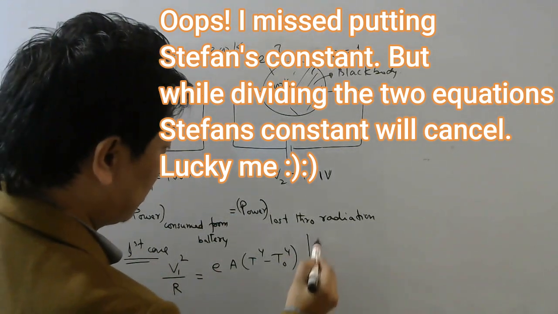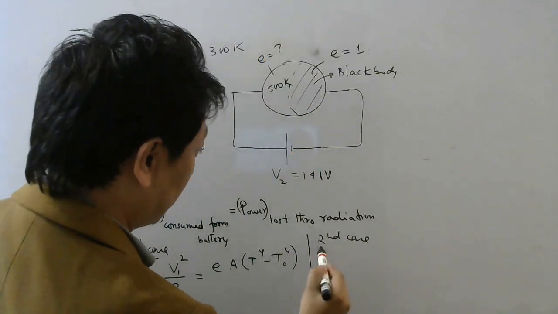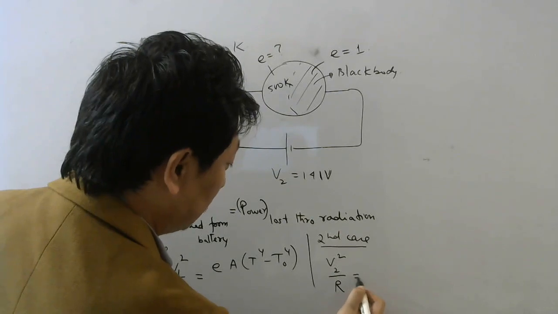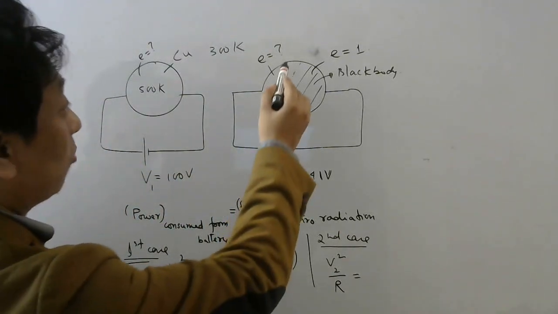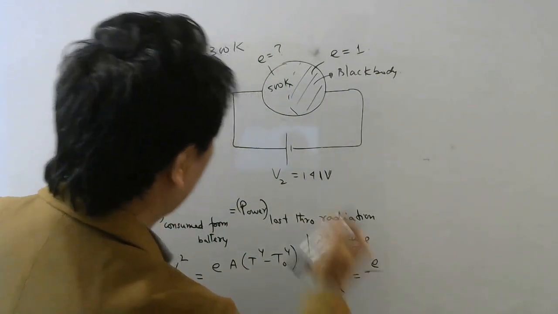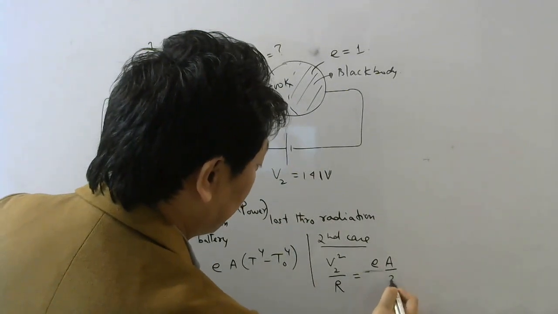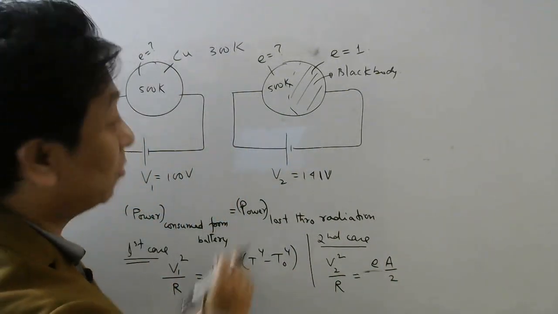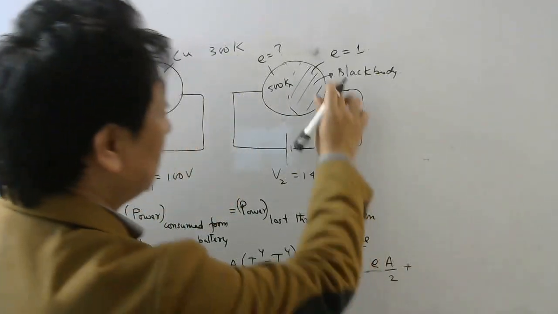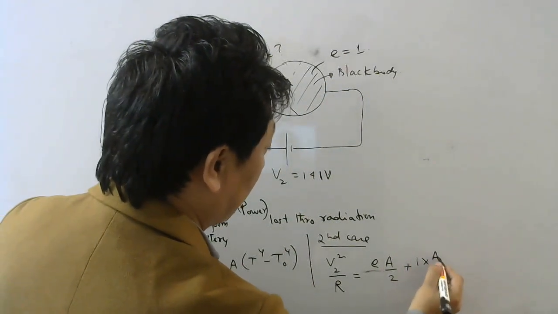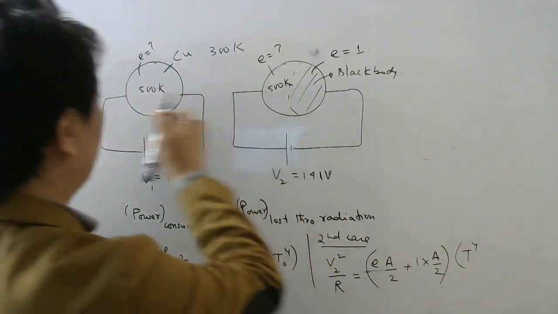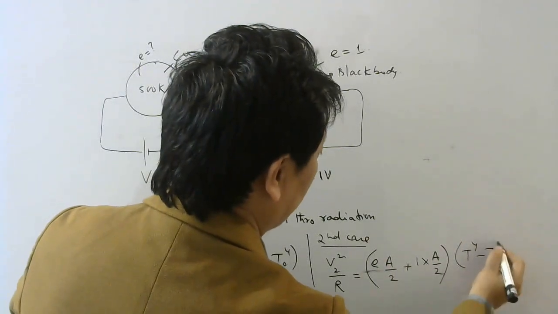Then in the second case, how things will change? Well, the voltage has changed, so it will be V2 square by R is the power consumed, power lost. Now here one half has emissivity E, and this area will be A by 2, isn't it? So emissivity into area we have to do. One half has emissivity E, area is A by 2. Second half has emissivity 1 and area is A by 2, times temperature is same, this T, so this is also T, minus T0 power 4.